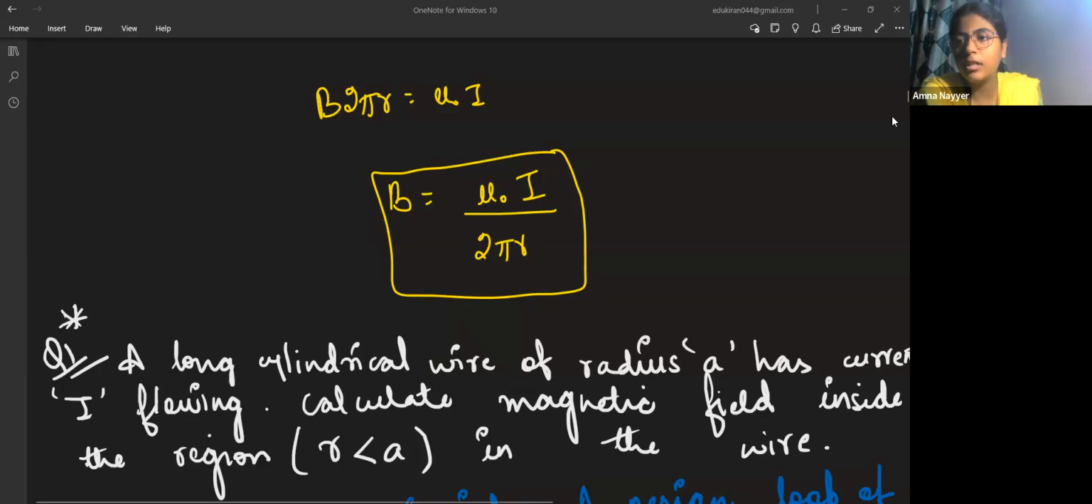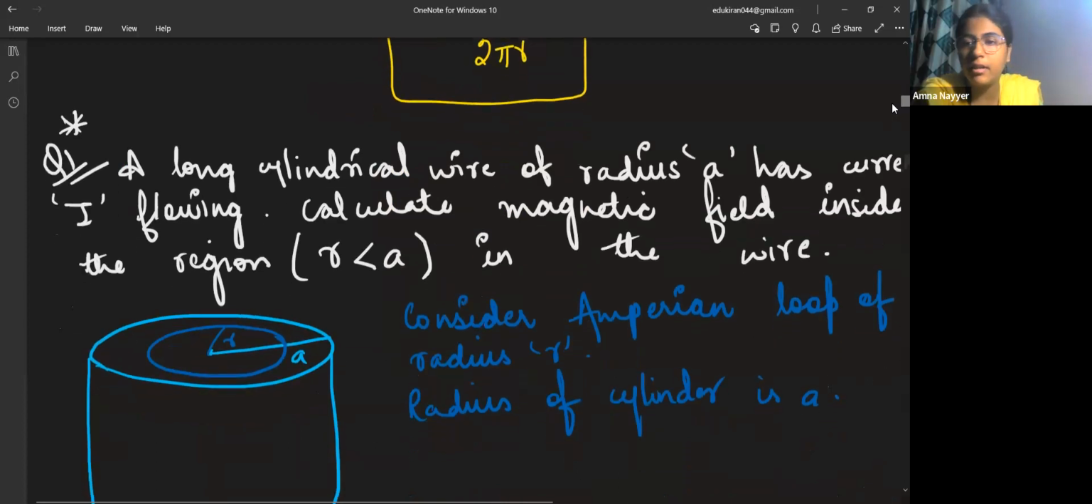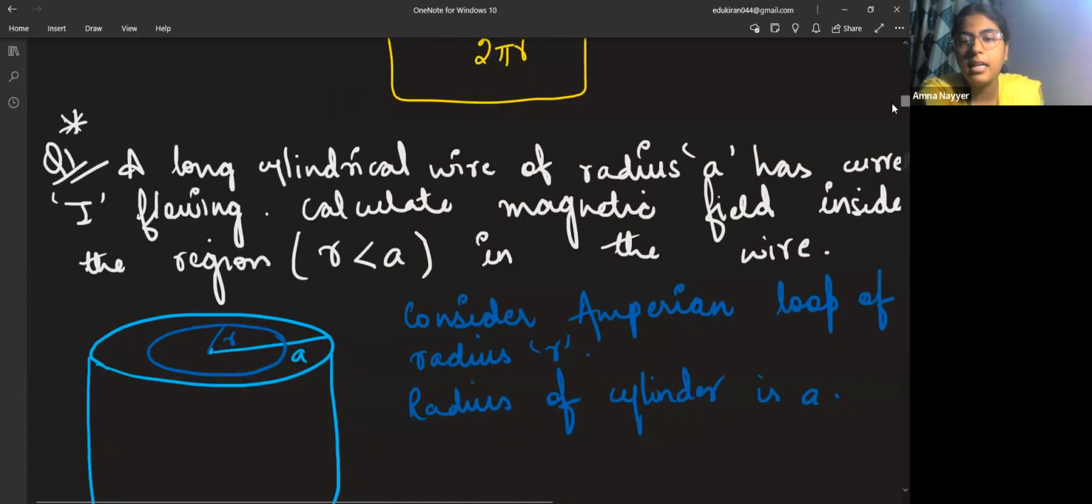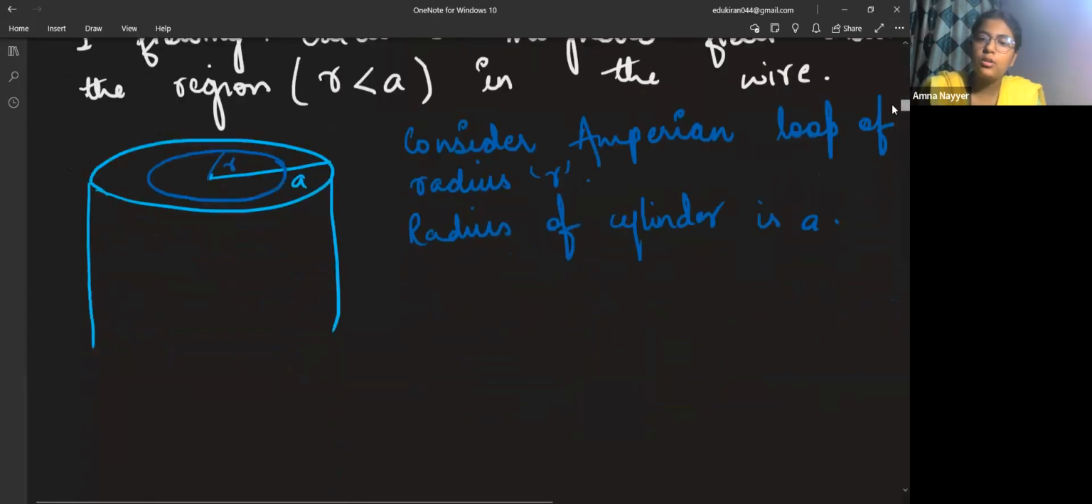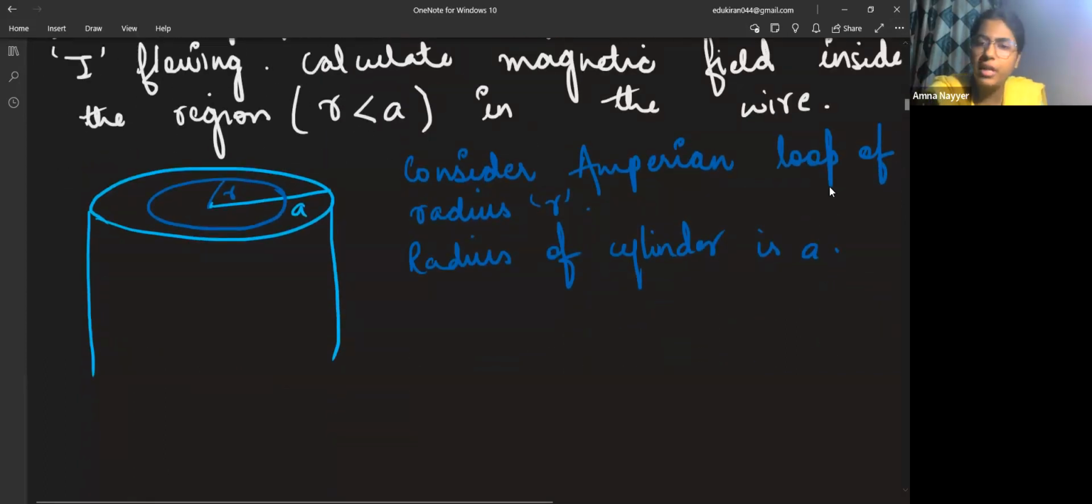See, class, for this question, a long cylindrical wire of radius A has current I flowing. You have to find out the magnetic field inside the region in the wire. See, a narrow region is being drawn. So consider an Amperian loop of radius R. The radius of the cylinder is A. So the outer one is your cylinder, the light blue one. This is your actual wire. And we are taking a very small Amperian loop over here.